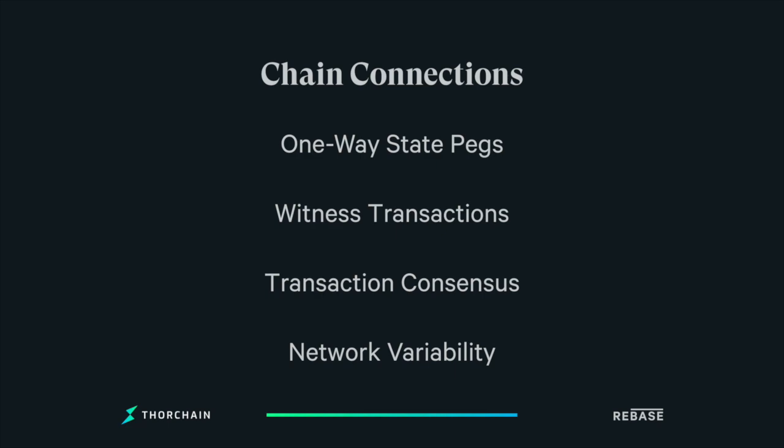Witness transactions have a standard structure, it's worth noting, no matter which network they came from. For example, a Bitcoin transaction looks very different to a Binance chain transaction, but in THORChain they have the same standard structure, so that they would look exactly the same.